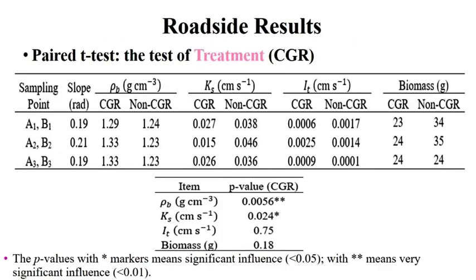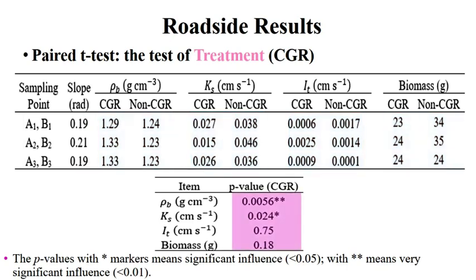And for our paired t-test table, we can see the yellow area shows the different treatments, slurry area and non-slurry area, and the different responses: bulk density, saturated hydraulic conductivity, infiltrability, and biomass. Here, these two green areas show the sample point and the slope. The blue area shows the data where we averaged our replications.